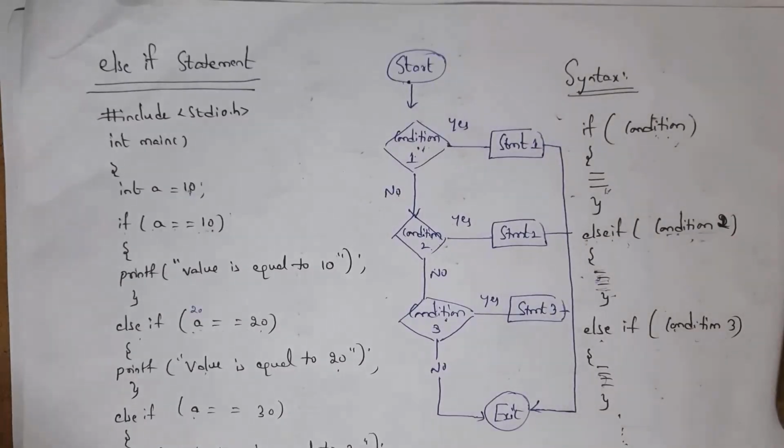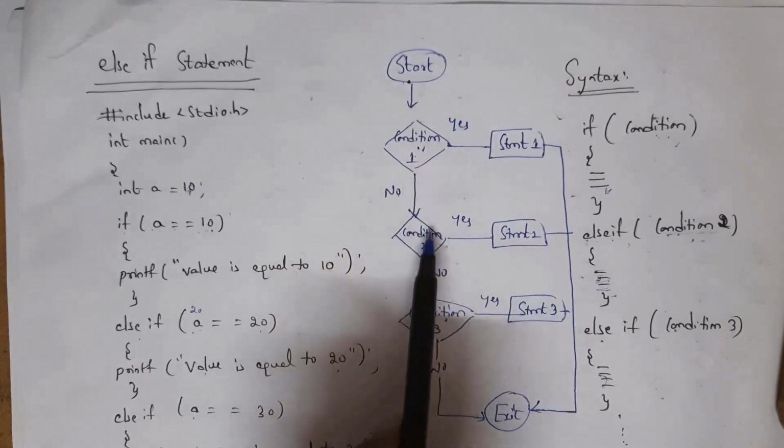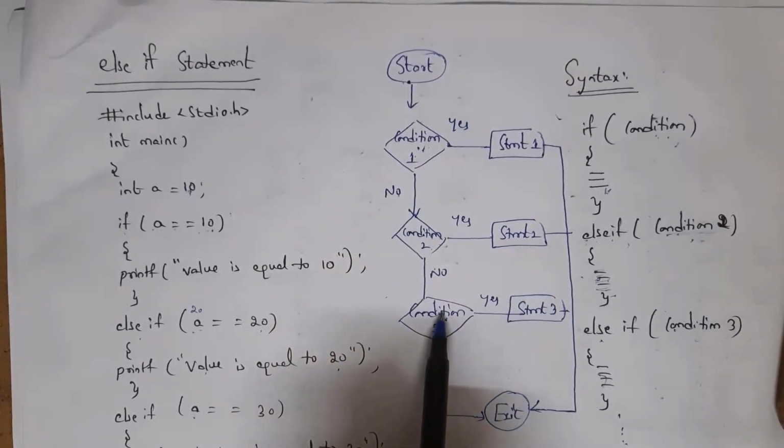This is the flowchart for else if statement. By using else if statement, you can give multiple conditions. So at first I wrote start. I gave 3 conditions: condition 1, condition 2 and condition 3. Guys, you need to give conditions in a rhombus, so I took a rhombus here.